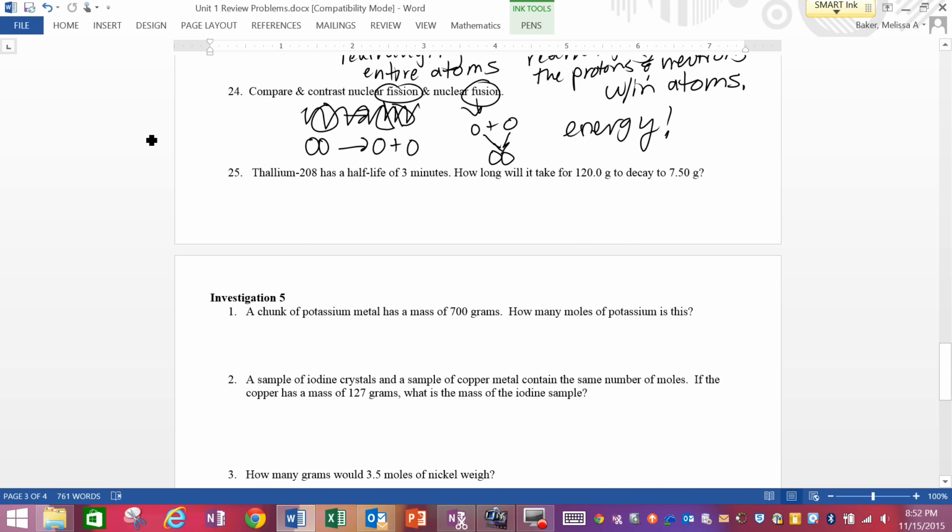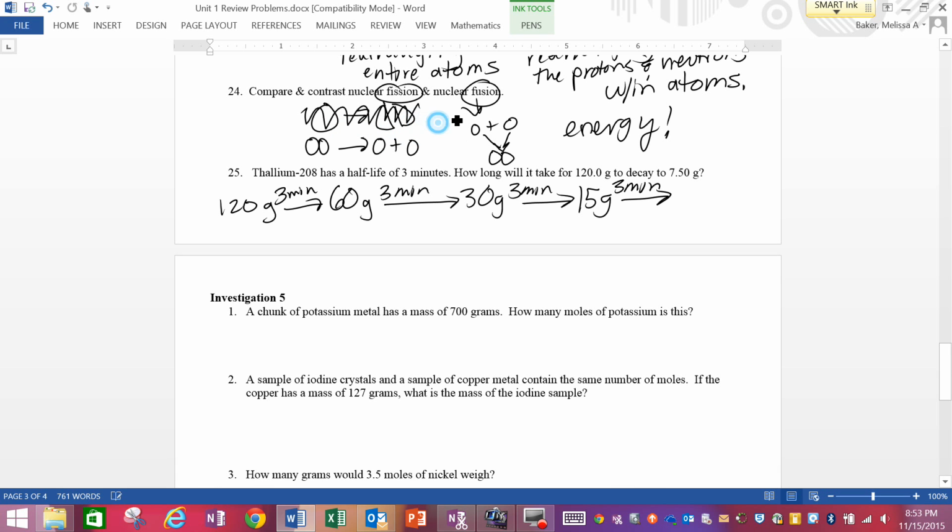Half-life. How long is it going to take 120 grams to decay to 7.5? The half-life is 3 minutes. Well, after 3 minutes, only 60 grams remains radioactive. After another 3 minutes, only 30 grams remains radioactive. After another 3 minutes, only 15 grams remains radioactive. And after another 3 minutes, 7.5 grams.